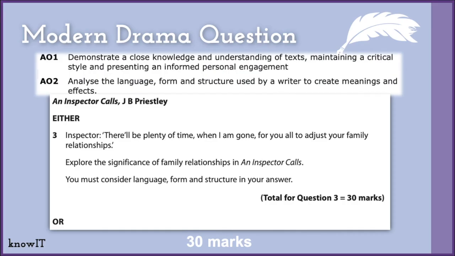AO1 is basically for the student to demonstrate a close knowledge and understanding of the text, maintaining a critical style, and presenting an informed personal engagement. AO2 is to analyze the language, form, and structure, which is also mentioned in the question, used by a writer to create meanings and effects.